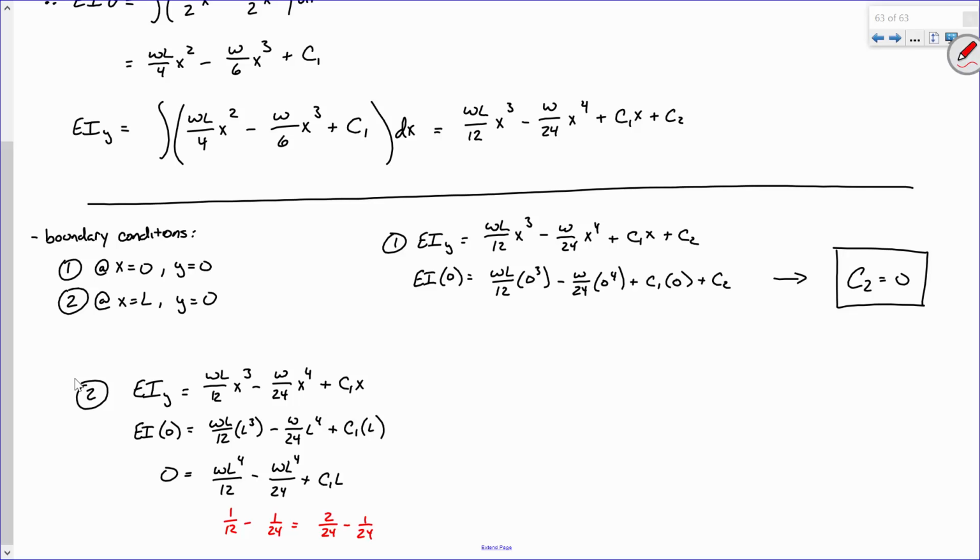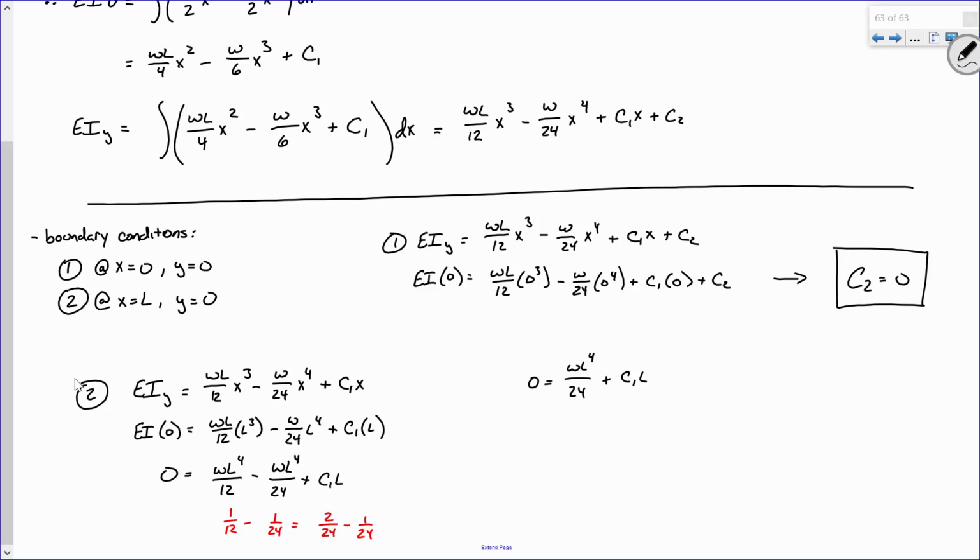So, sound good? All right, so combining these two terms, I can get 0 equals WL to the fourth over 24 plus C1L. So, sometimes it's tempting to go, wait a minute, you had WL to the fourth over 12 minus WL to the fourth over 24. What did you just say? That magically vanished and this became positive? No, it's this. Okay? Does that make sense? So make sure you're following along with that.